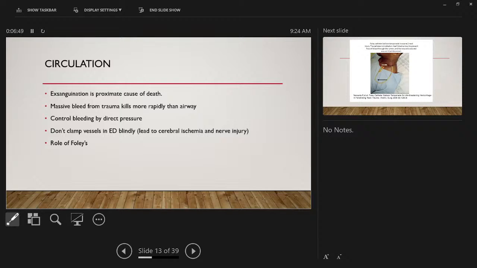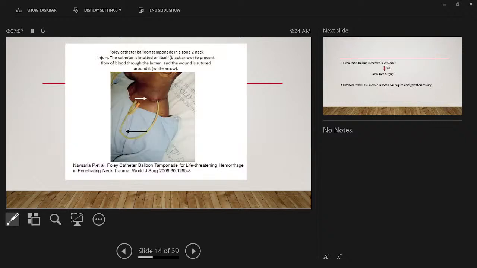Control bleeding by direct pressure, and don't clamp the vessel in the ED blindly because this may cause cerebral anoxia and nerve injury. And also, we have tried some methods; Foley's catheter is also used for creating a tamponade effect in the bleeding vessels. As we can see, this is a Foley's catheter, which is tried in zone 2 of the neck. It has also been sutured and closed to make the tamponade effect to stop the bleeding.